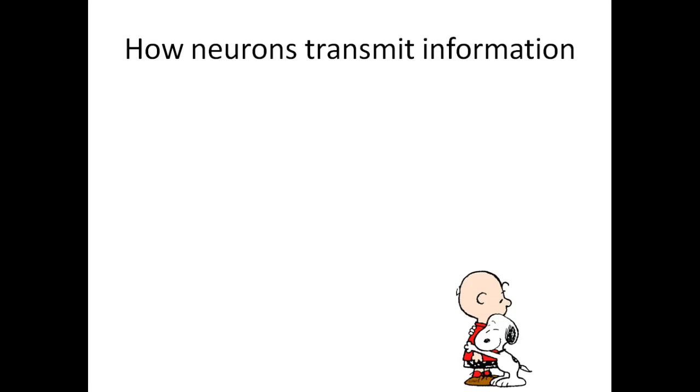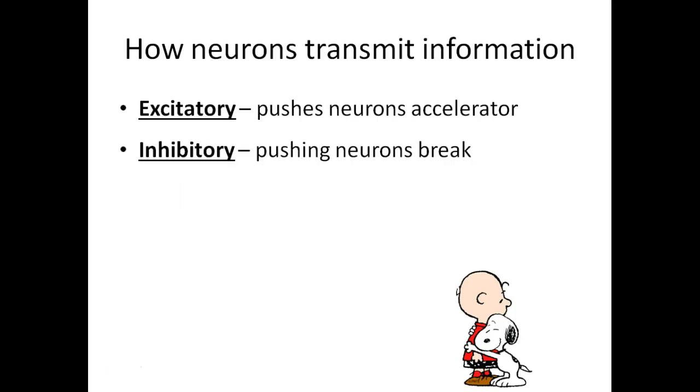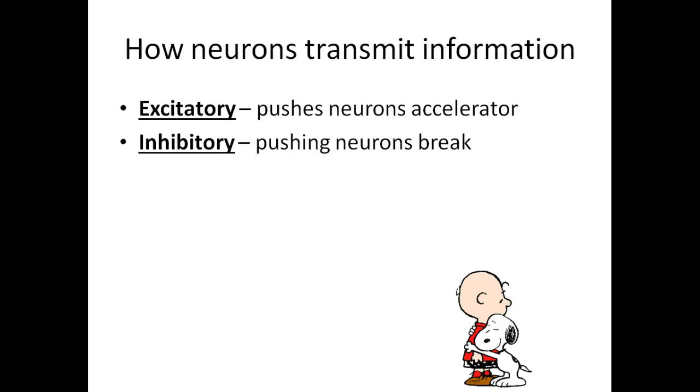So some things to keep in mind when it comes to sending messages and how neurons transmit information. There are two types of transmits that we look at: excitatory, which is pushing the neuron's accelerator, so getting it to move, getting it to pass that message along, or inhibitory, which says, hey, stop for a minute, we don't need to send this message.